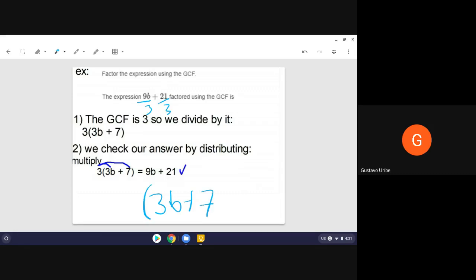And because I took out a 3, right, we divided by 3, I'm going to need a 3 outside the parentheses. So the GCF is 3, so we divide by 3, and we're going to get 3b plus 7 all multiplied by 3. So 3 outside the parentheses, 3b plus 7, and then close the parentheses. So this expression factored is going to look like this.